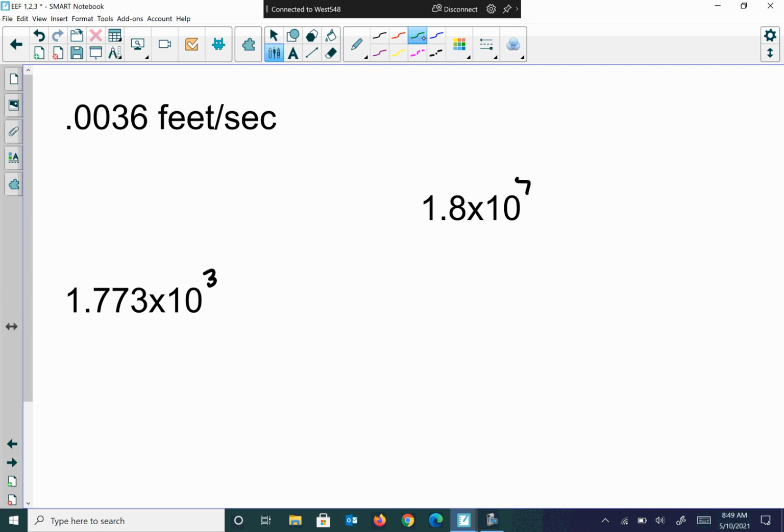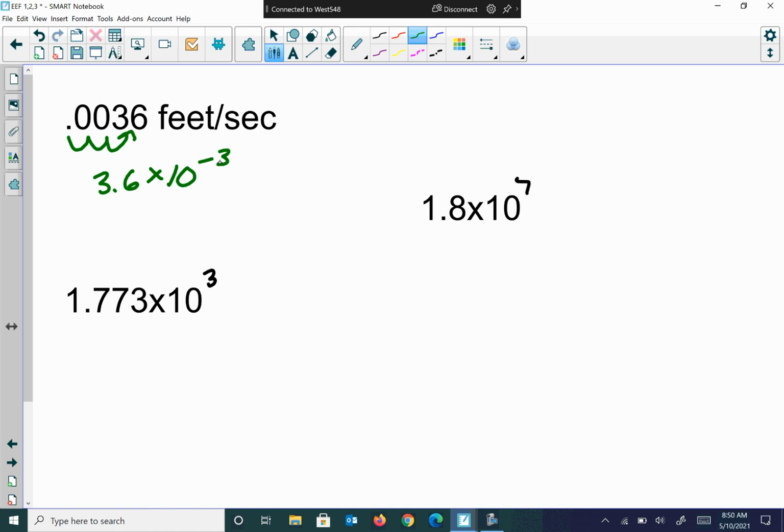So we want to start thinking a little bit about scientific notation. Okay, so I want to move the decimal 1, 2, 3. So I want to get 3.6 times, how many places did I move the decimal? 3, and I moved it to the right. So I have a negative exponent.